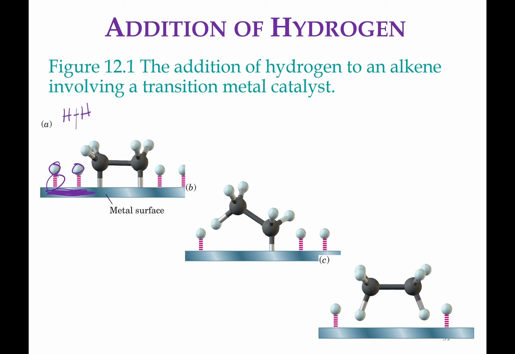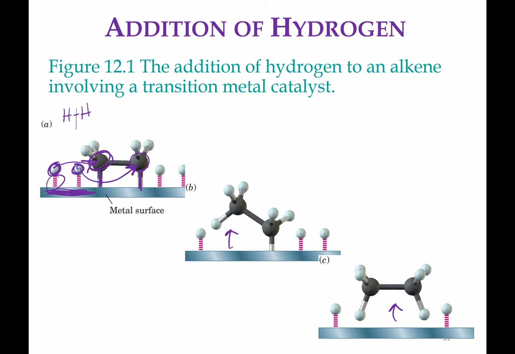Then the pi bond of the alkene is going to connect with the metal catalyst. The pi bond is broken, and a very weak carbon-metal bond is going to form. These weakly bound hydrogens are going to transfer one at a time from the catalyst surface over to the carbon. We have that happen twice. We transfer over to the carbon, and that releases from the surface. And now we have a saturated alkane.